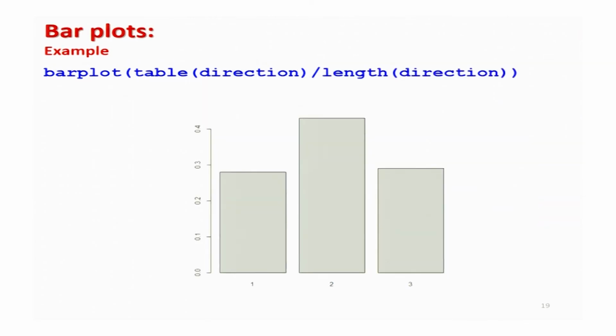Now in case you want this bar plot with respect to the relative frequency, you can simply use the command barplot and then table divided by length, and you can see these values are now in the form of relative frequency. So now you have learned this type of bar plot very easily, and this is the very basic fundamental default bar plot which is provided by the R software.